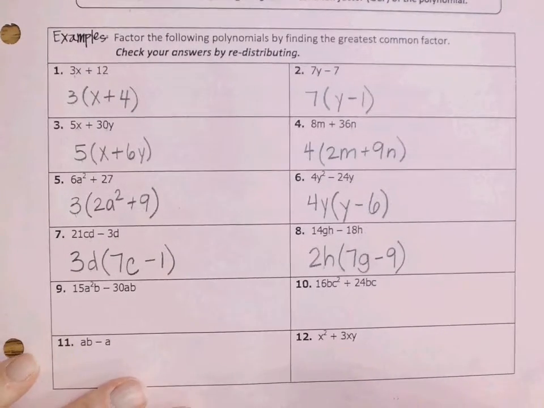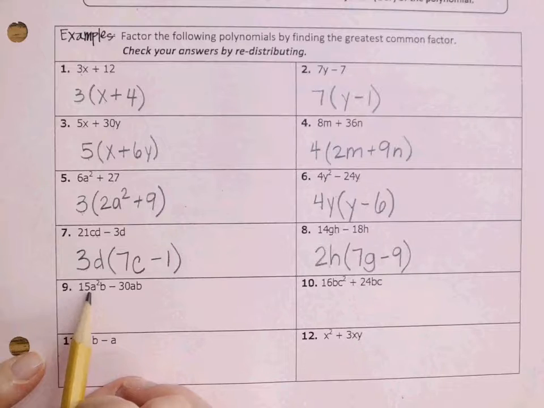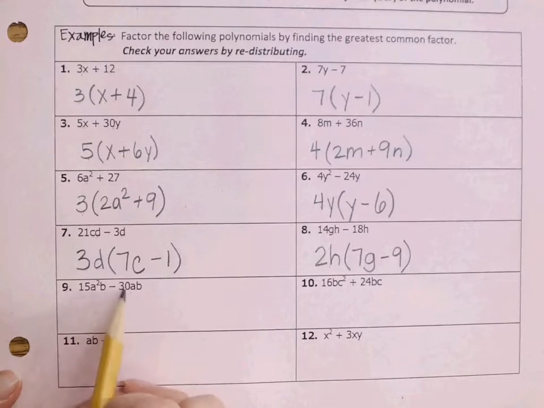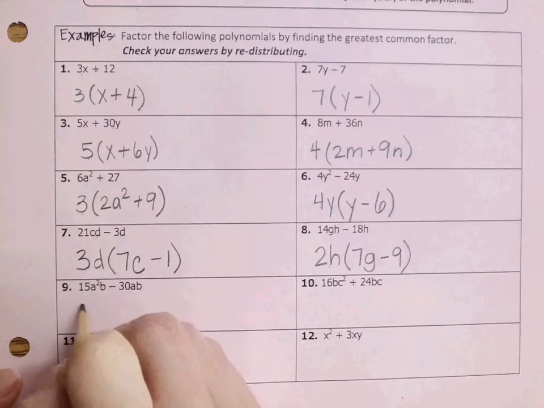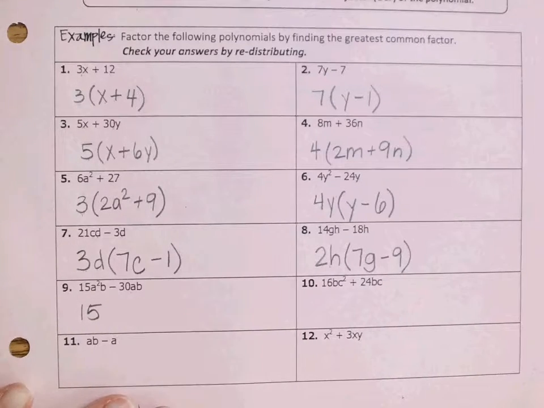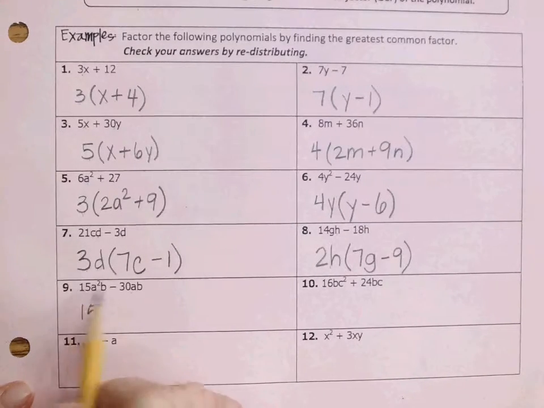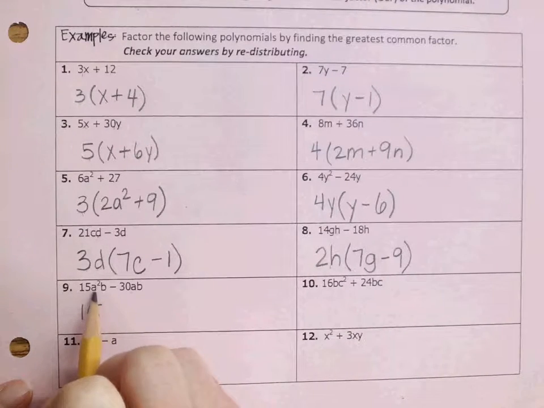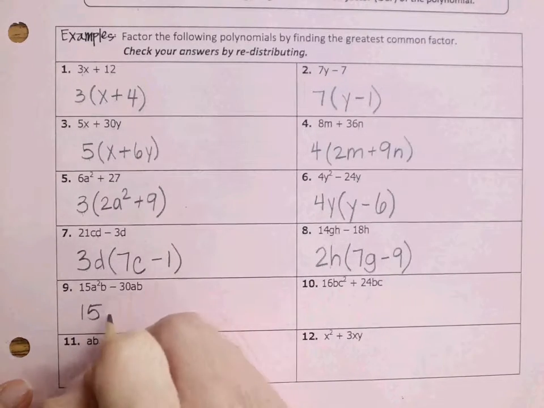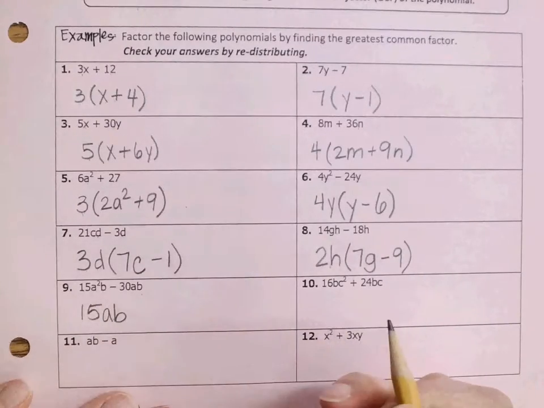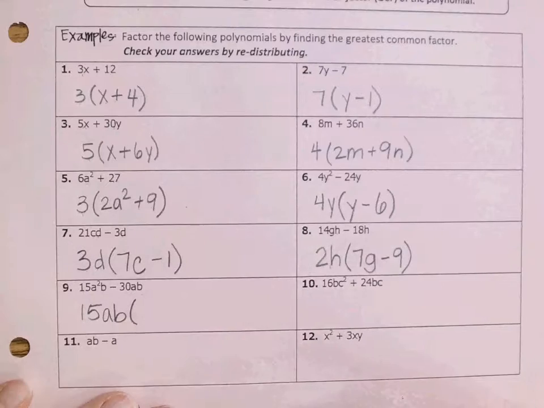Now let's try number 9. Okay, so again, 15a squared b minus 30ab. Between 15 and 30, my GCF is 15. That's the largest that goes into both. So I know 3 goes into both, 5 goes into both, but again, we're looking for the greatest. Then the largest variable that goes into both, I have a squared and a. So an a goes into both, b and b goes into both. So that is my GCF.